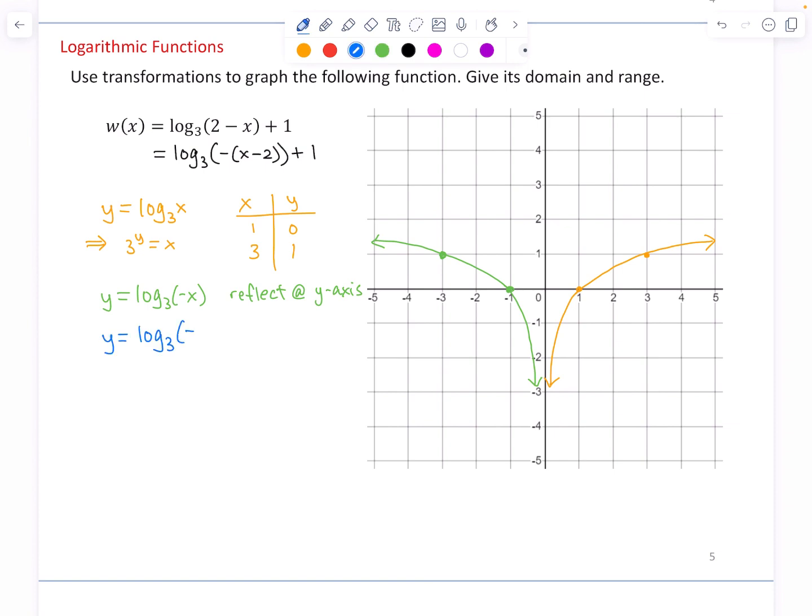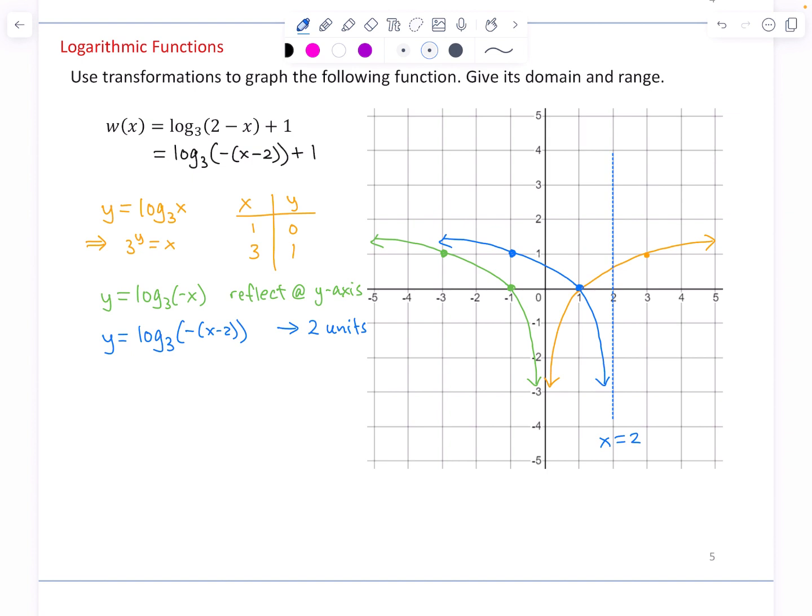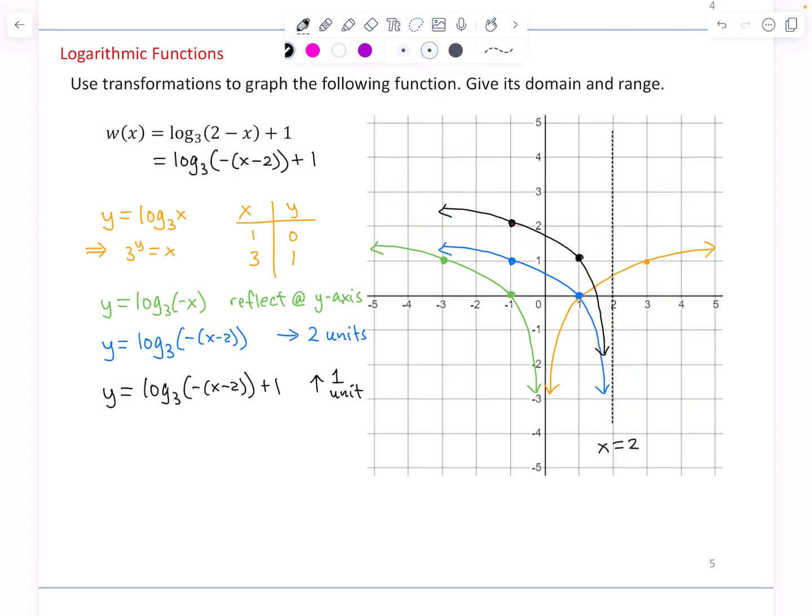Next, I'm going to replace x with x minus 2. This is a shift right 2 units. So the green graph has the y-axis as a vertical asymptote, and we're going to shift all of this right 2 units, creating this blue graph with vertical asymptote at x equals 2. Now as our final transformation, we will add 1, which will shift the blue graph up 1 unit, giving us this black graph as our final answer.